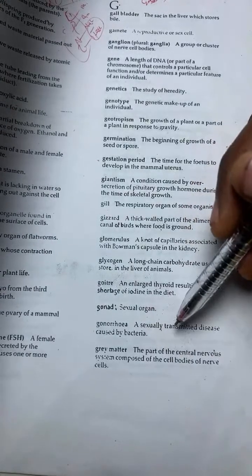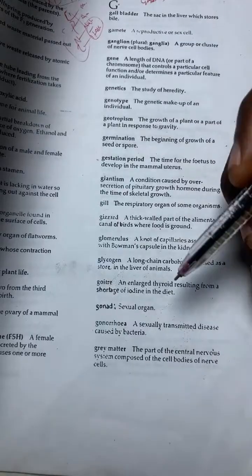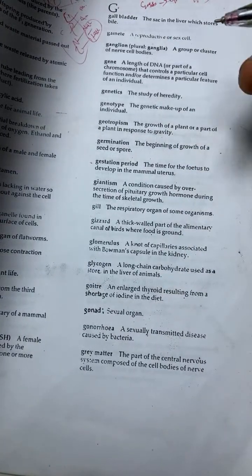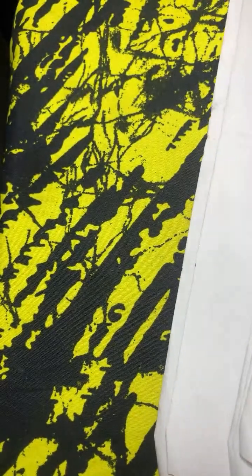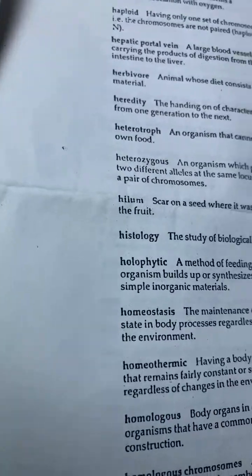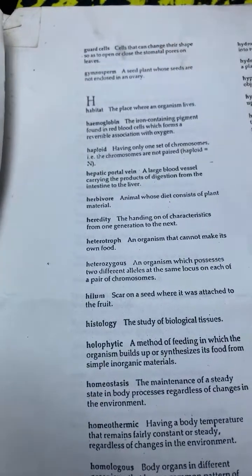We have gray matter, a part of the central nervous system composed of cell bodies of what? Of nerve cells. Are we together now? All right. Okay. Let's continue pressing.